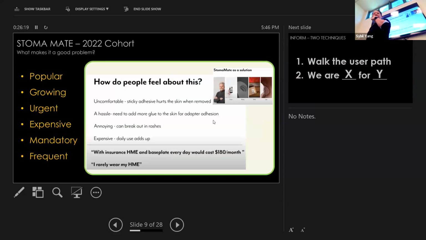Another concept that we had backed was StomaMate. This was part of our 2022 cohort. And this guy made a stoma filter. It is not a popular problem because not a lot of people go through a surgery that leaves them with a hole inside of their neck. But it was growing, right?